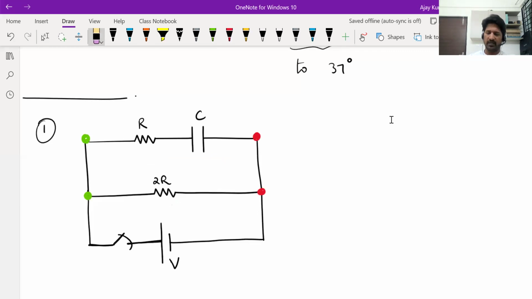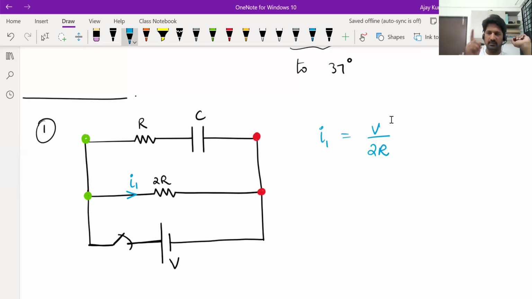Now, in the middle branch, across the resistance 2R, the voltage is V and it remains V, since the battery maintains that constant voltage V. So you will see a constant current flowing through it. Let's call it I1, flowing in this branch, and you can directly tell I1 is equal to V divided by 2R, because the voltage across that resistance is V and the resistance is 2R.